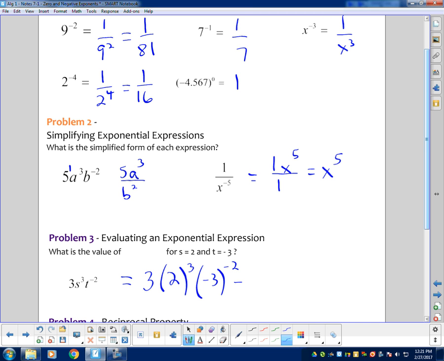First thing I'm going to do is draw my fraction bar. What bases stay up on the top? 3s. Okay, but I replaced s with 2. So 3 times 2 to the third. And what moves to the bottom? The negative 3. And it should be noted that it moves to the bottom because of its negative power, not because the base is negative.